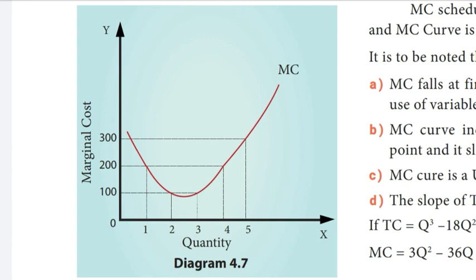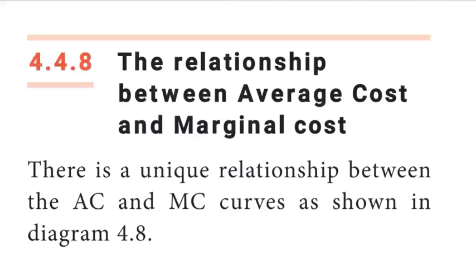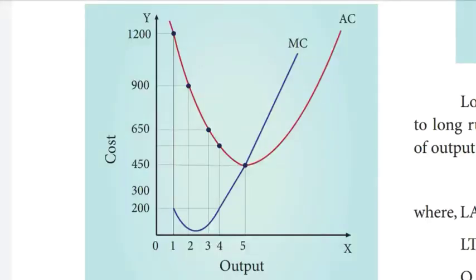Next, the relationship between average cost and marginal cost curve. The relationship between the marginal and average cost is more a mathematical one rather than economics. There is a unique relationship between the AC and the MC curve, shown in diagram 4.8. When average cost is falling, marginal cost lies below AC. When average cost becomes constant, marginal cost also becomes equal to it. When average cost starts increasing, marginal cost lies above the AC. Marginal cost curve always cuts AC at its minimum point from below.